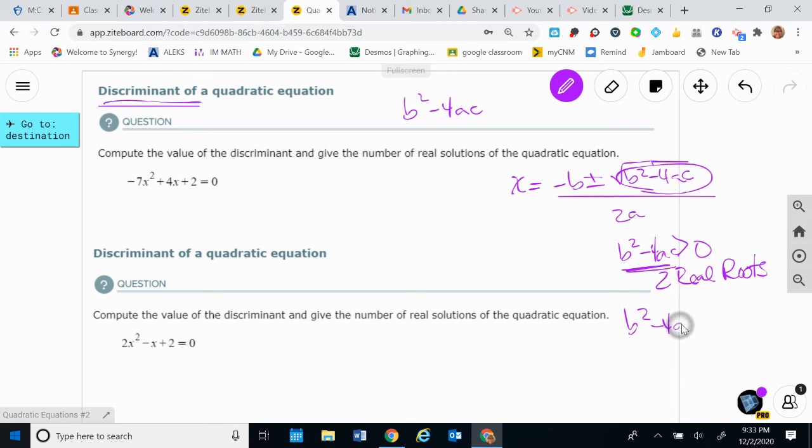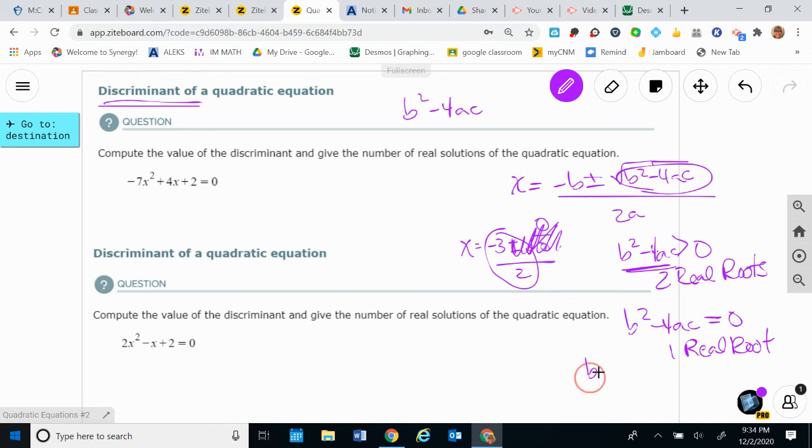If b squared minus 4ac is equal to 0, there is 1 real root. The reason why is that if this is equal to 0, then the square root of 0 is 0, and you just get 1 answer, negative b over 2a. Think about that for a second. You get plus or minus 0 over 2a. The square root of 0 is 0, so all of this disappears, and you just end up with 1 answer.